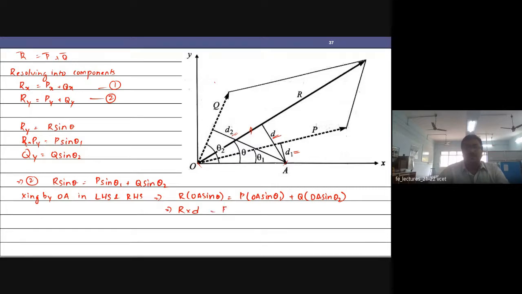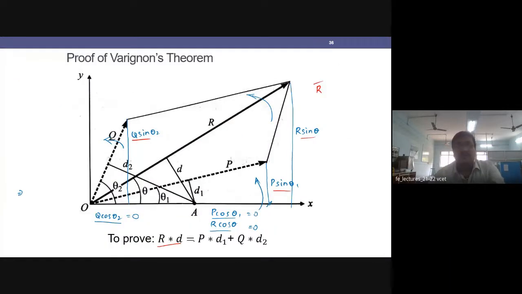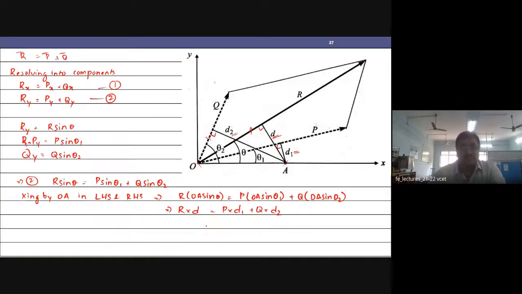In the same way, R into d equals P into d1 plus Q into d2, because for all three triangles OA is the hypotenuse. Hypotenuse multiplied by the sine of the angle gives the opposite side of that angle. So R into d equals P into d1 plus Q into d2, which is my expression for Varignon's theorem. Hence, Varignon's theorem is proved.